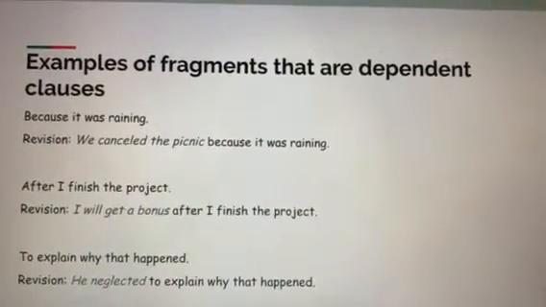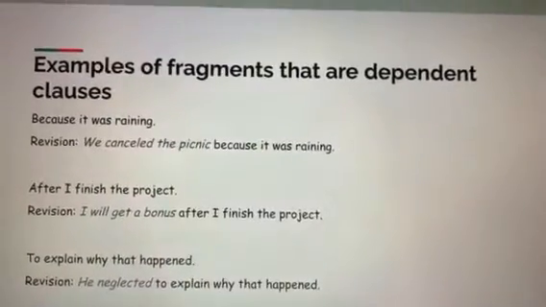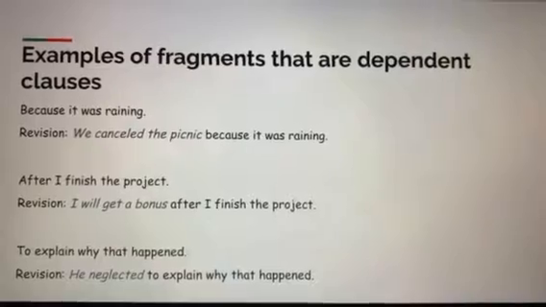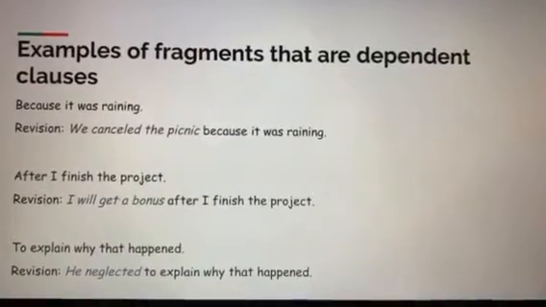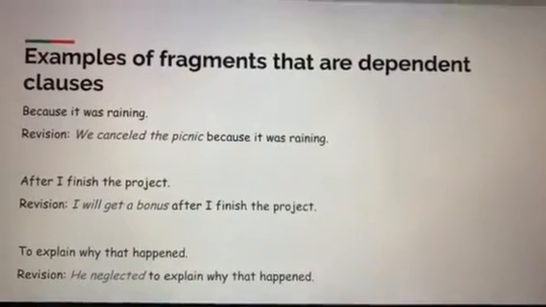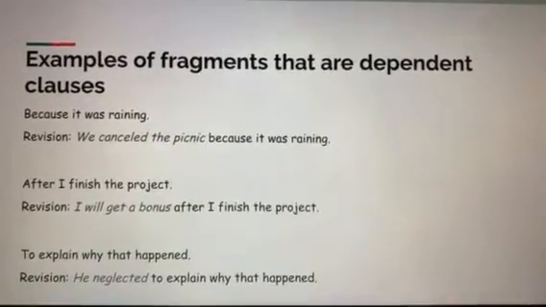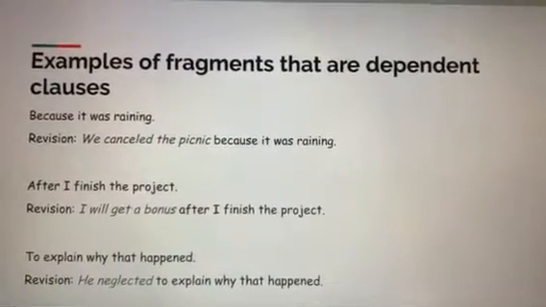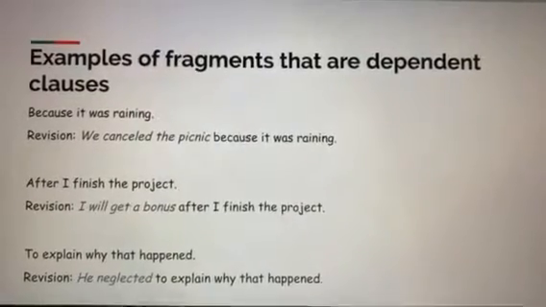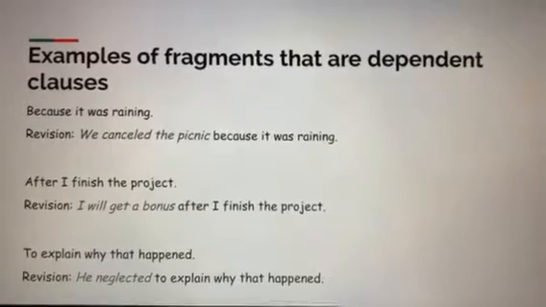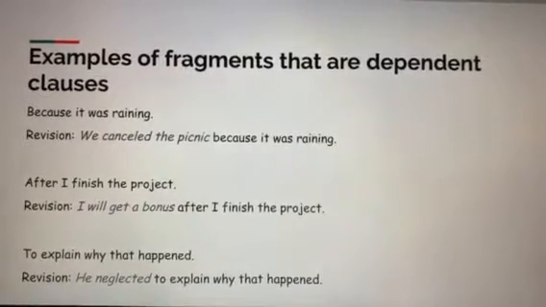Examples of fragments that are dependent clauses. This is where you might find a dependent clause that cannot stand by itself, and with that being, it won't be a complete sentence and makes it a fragment. So the first one is, because it was raining. That one's a fragment, and we're going to have to add something to make it to where it can stand by itself and be a complete sentence. So the revision we could do, we canceled the picnic because it was raining.